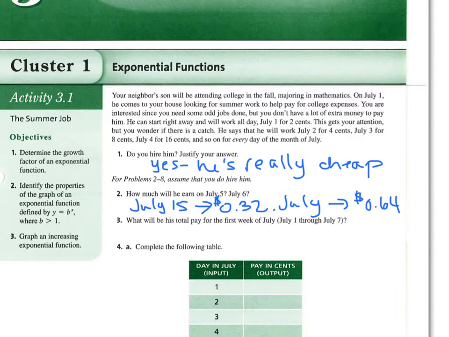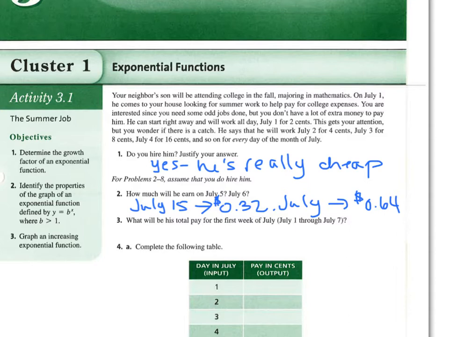And the one thing when you're doing this I want you to keep in mind is what we're getting out is his pay just for that one day. So it's not even including all the days before. It's not his total pay. It's the day's pay.